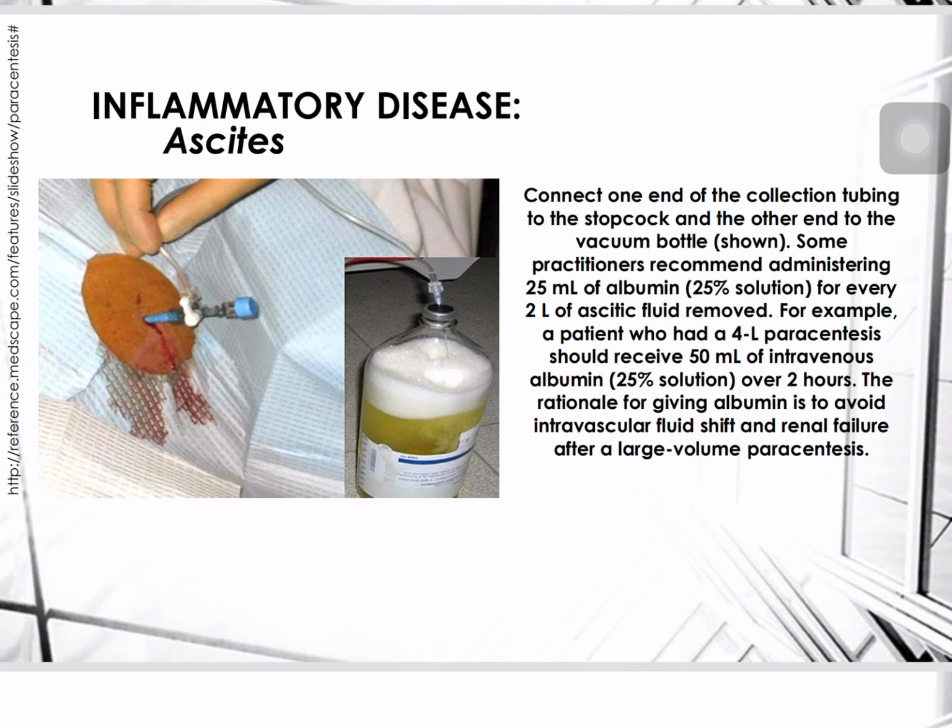Some practitioners recommend administering 25 ml of albumin for every 2 liters of ascitic fluid removed. For example, a patient who had a 4-liter paracentesis should receive 50 ml of intravenous albumin over 2 hours. The rationale for giving albumin is to avoid intravascular fluid shift and renal failure after a large volume paracentesis.